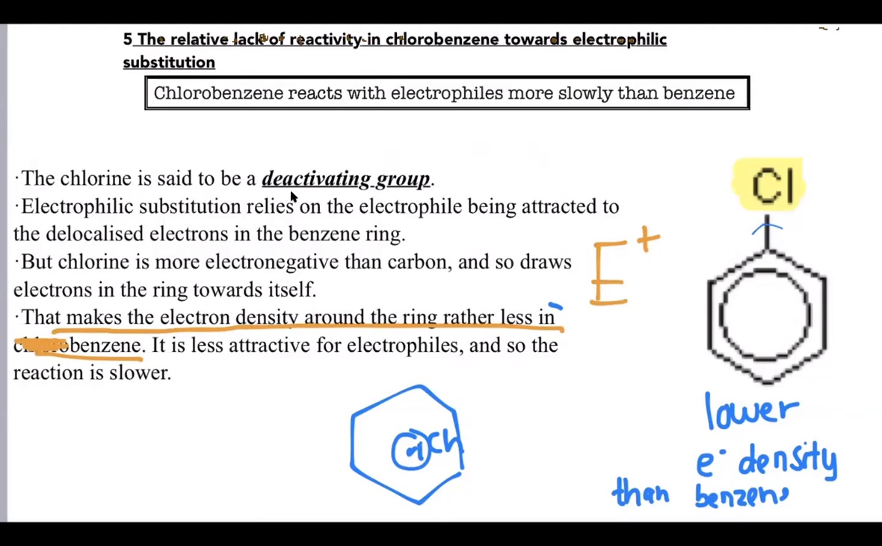So this explains why chlorobenzene is less reactive than benzene. Please take note of that typo, which I should also fix in my notes for my future students. The chlorine is more electronegative and so draws electrons from the ring towards itself. This makes the electron density less than benzene. It should say less than benzene.